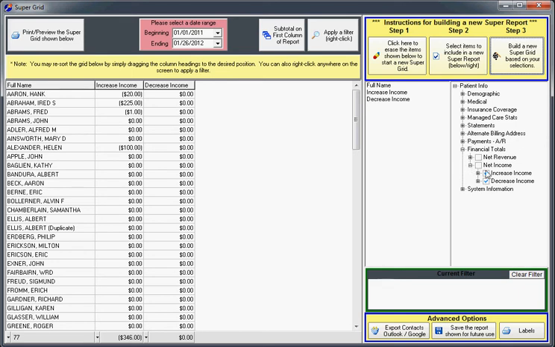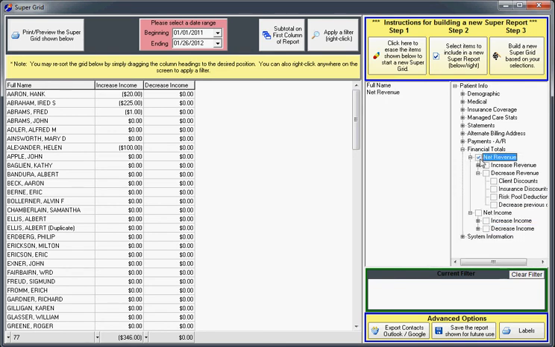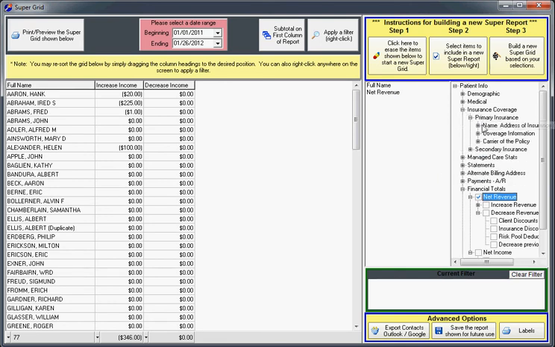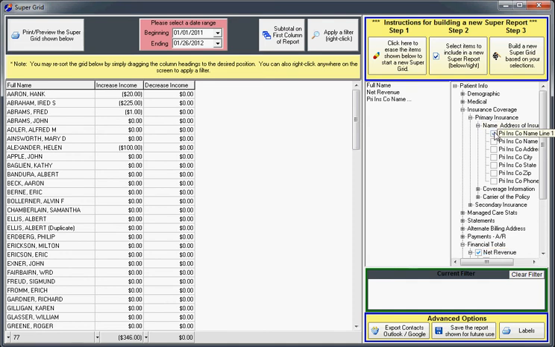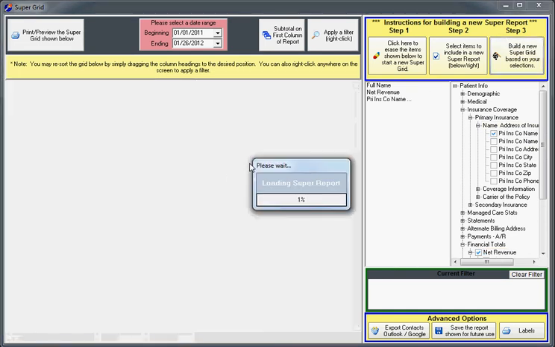Now we're going to take a quick peek here at, let's say we want to see the money that came into the practice by insurance, or what we billed by insurance. So we want net revenue, and if I open up the insurance column, primary insurance, name and address, and check the insurance company and build a new report. Again, this is date sensitive, and we're trying to warn you of that.